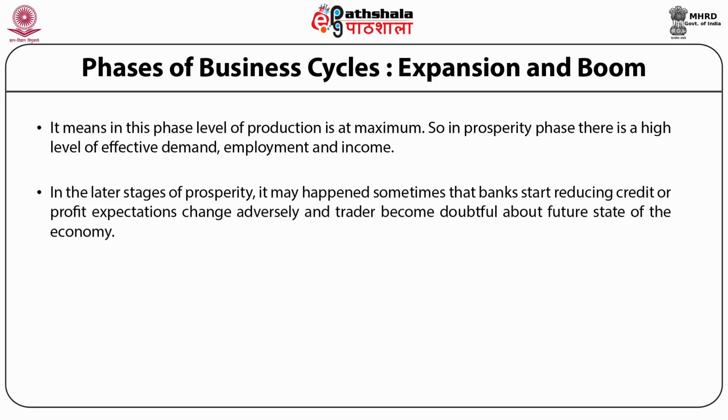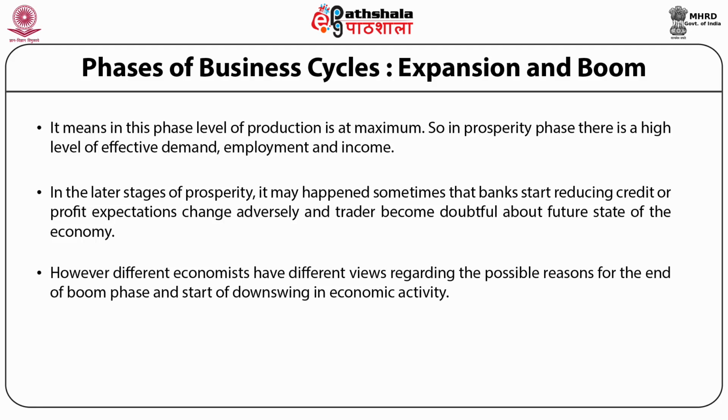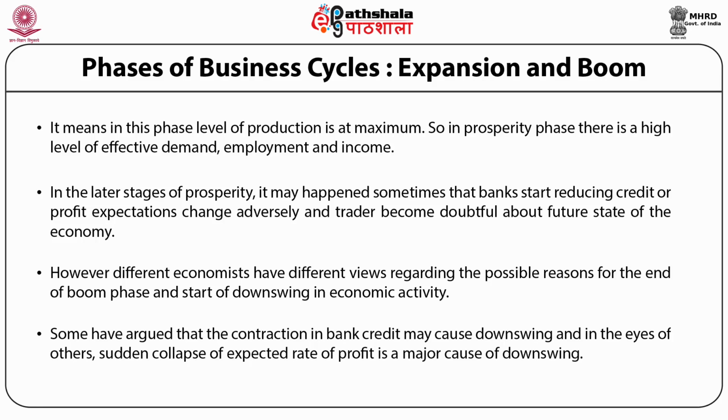In the later stages of prosperity, it may happen sometimes that banks start reducing credit or profit expectations change adversely and traders become doubtful about the future state of the economy. However, different economists have different views regarding the possible reasons for the end of the boom phase and the start of downswing in economic activity. Some have argued that the contraction in bank credit may cause downswing, and in the eyes of others, a sudden collapse of the expected rate of profit is the major cause of downswing.